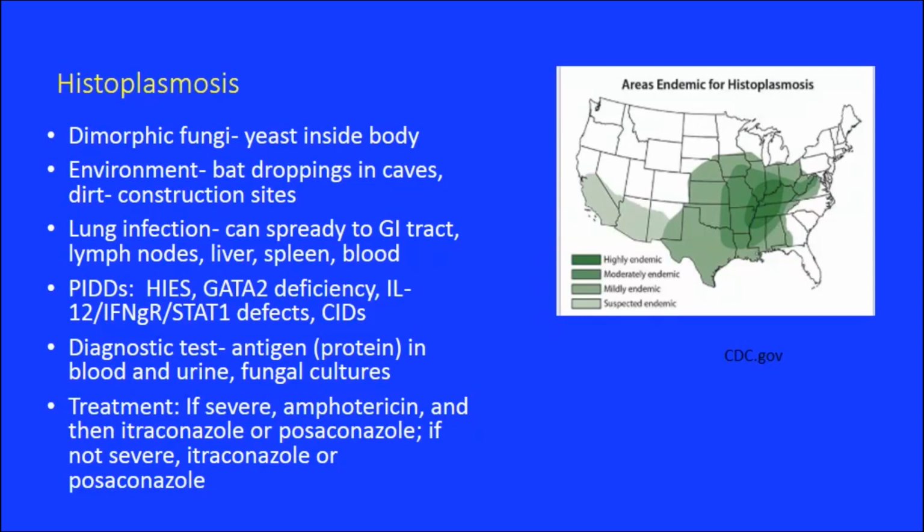Diagnostically, we test this, again, looking at an antigen, so looking at a protein from the Histoplasma fungus in the blood and urine, and we can also do fungal cultures. Treatment, if severe, is again amphotericin, and then usually itraconazole or posaconazole. If it's not severe, you can start with one of those. Otherwise, in healthy people, you don't treat this. It usually causes a self-limited lung disease.